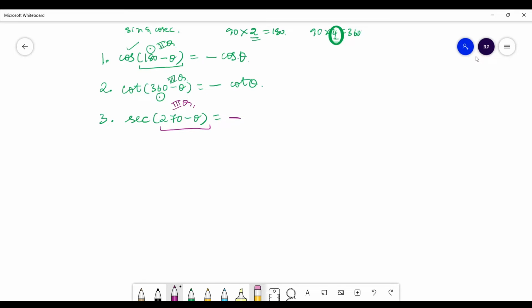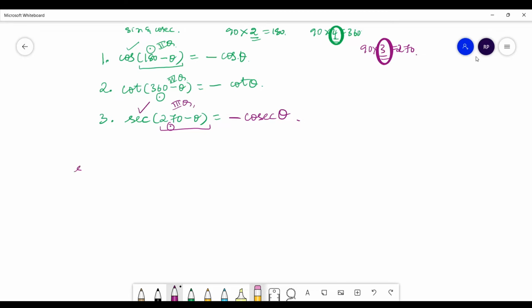Next, see this angle. 270 is an odd multiple of 90. 90 into 3 is 270. So 3 is odd, which means if it is an odd multiple, secant will change to its co-function. So cosecant theta it is going to become. So secant of 270 minus theta is minus cosecant theta.